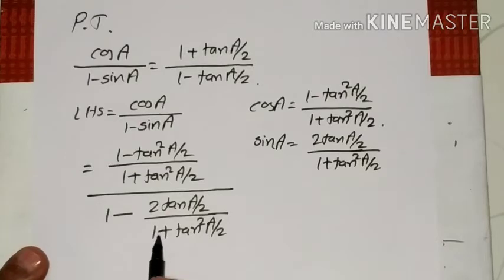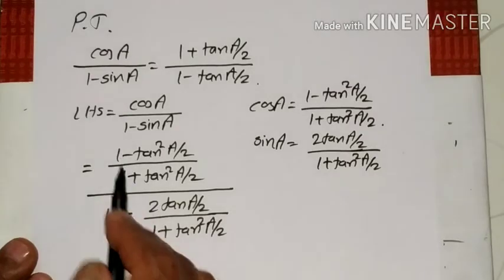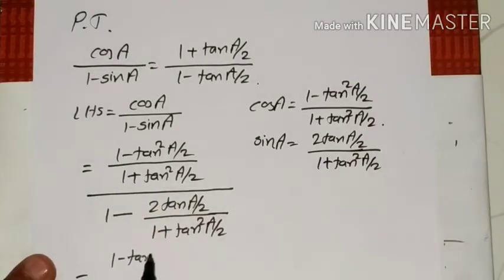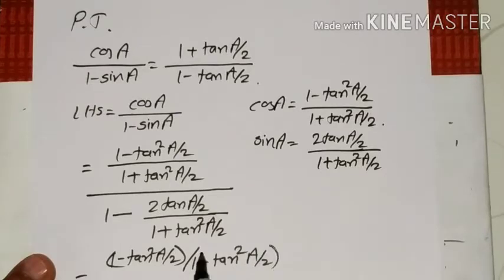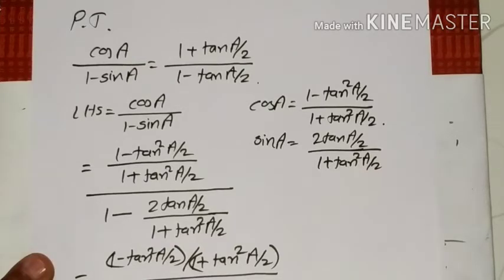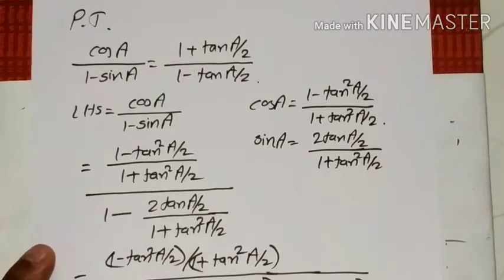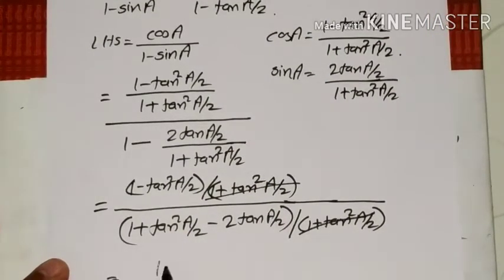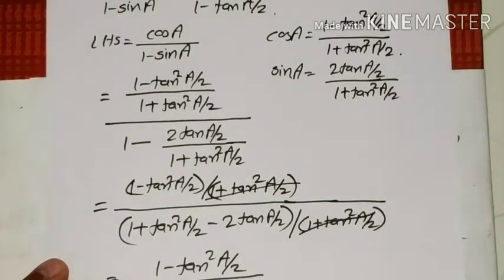In the denominator, LCM is 1 plus tan square A/2. Numerator as it is: 1 minus tan square A/2 divided by 1 plus tan square A/2, whole divided by 1 plus tan square A/2 minus 2 tan A/2 divided by 1 plus tan square A/2. The denominator of both numerator and denominator term is the same, so cancel. Then the remaining term is 1 minus tan square A/2, whole divided by, adjusting the terms, tan square A/2 minus 2 tan A/2 plus 1.